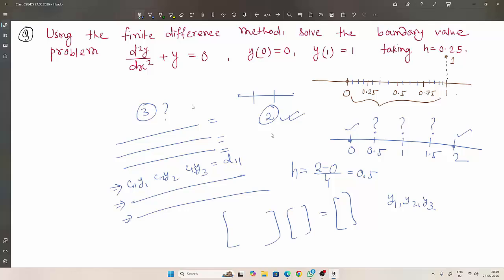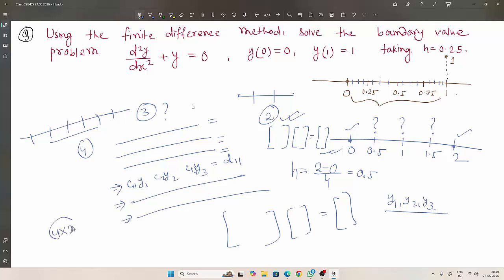So with 2 unknowns we get a 2 cross 2 system, and in this 2 cross 2 system we can find only y1 and y2 values. Then with 3 unknowns, y1, y2, y3. Now you tell me, if we divide into 5 parts, in 5 sub intervals how many points will you get? Four. Now 4 means a 4 cross 4 system will be created.